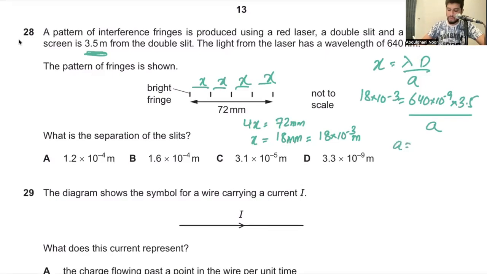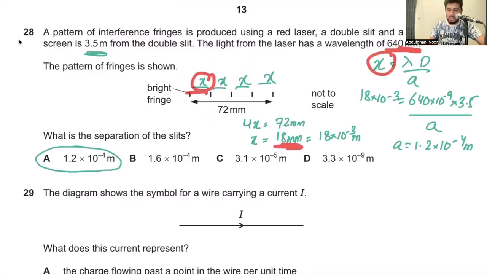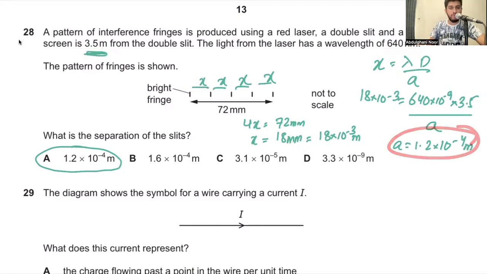A comes out to be 1.2 into 10 to the power minus 4 meters. I'll repeat this again. They told you this is what the bright fringes look like. The distance between 4 bright fringes is 72. Hence the distance between two bright fringes, which is equal to x, is 18 millimeters. That is our value for x. The wavelength is 640. The distance from the screen is 3.5. And that should give you the value for A as 1.2 into 10 to the power minus 4.